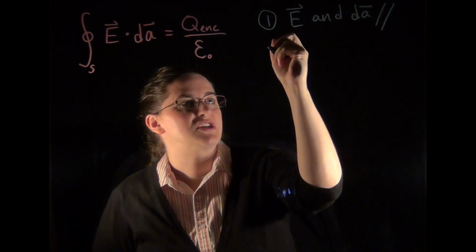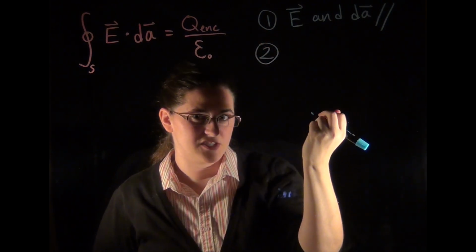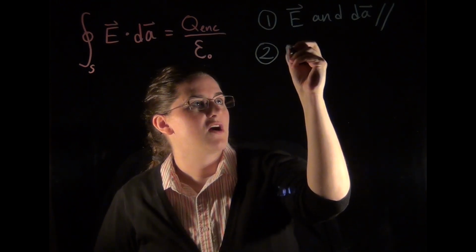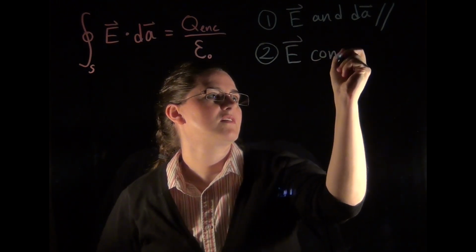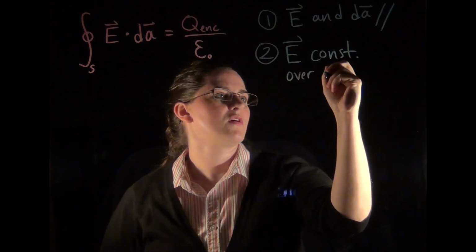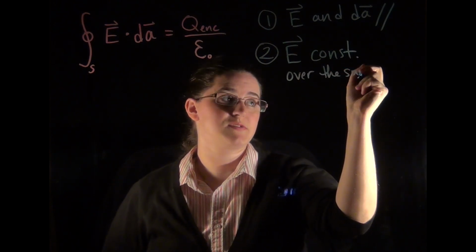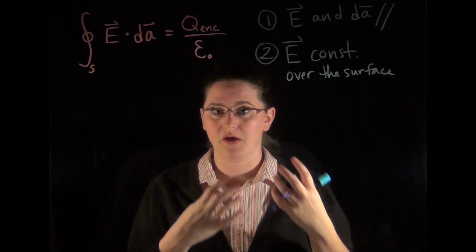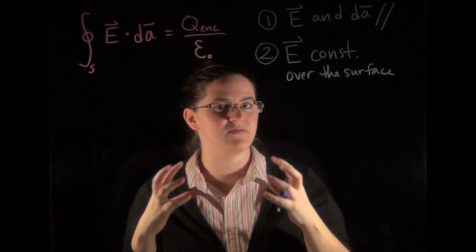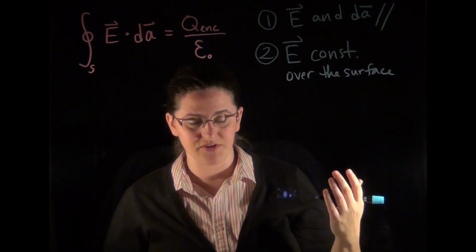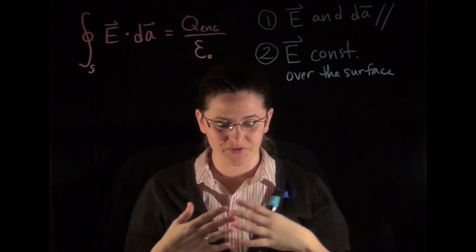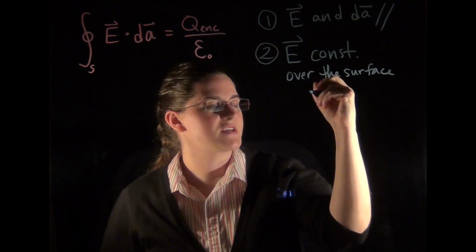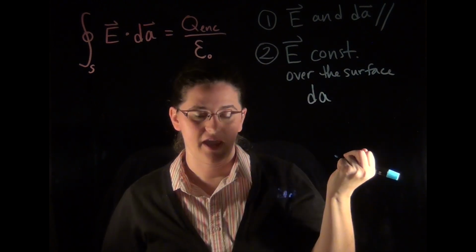And so the other condition for Gauss's law to be useful is for E to be constant over the surface, the Gaussian surface. Not necessarily the surface of your object, but the Gaussian surface that you've chosen to draw. This is the invisible surface that you draw around an object when you're trying to find the electric field. So constant over the surface, in other words, over dA.